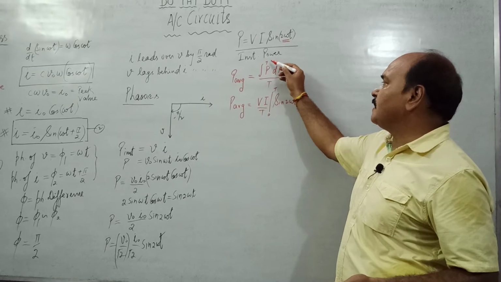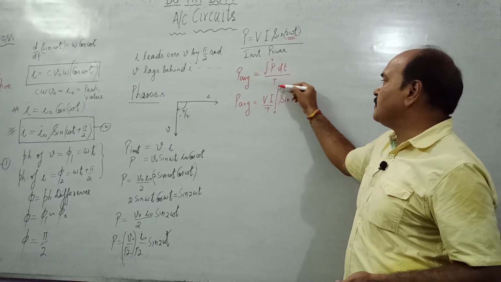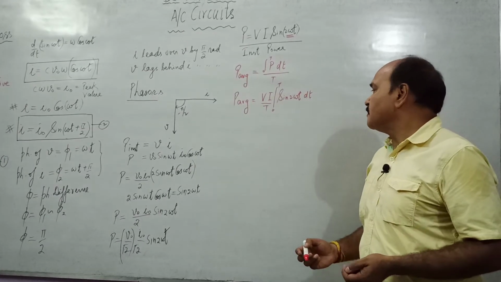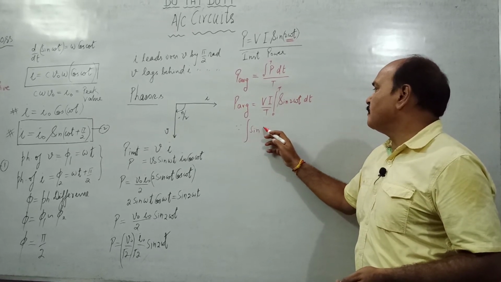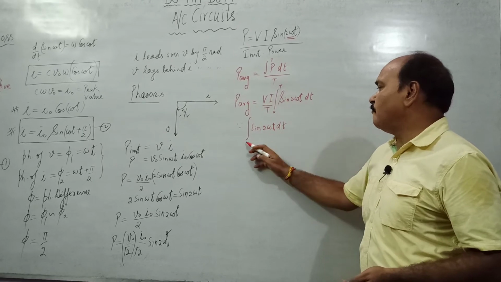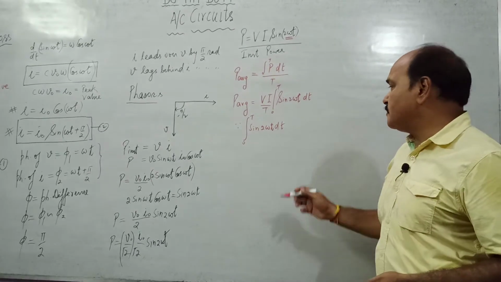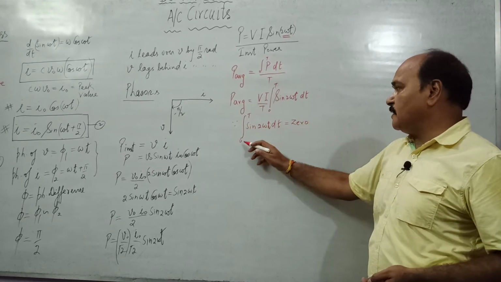Even if we integrate it for half the cycle, t by 2, it would be t by 2 here, and 2 by t there. It won't make any difference. So the integration of sine of 2 omega t dt for time t, that is one complete cycle, is 0. Even for a half cycle it will come out to be 0.